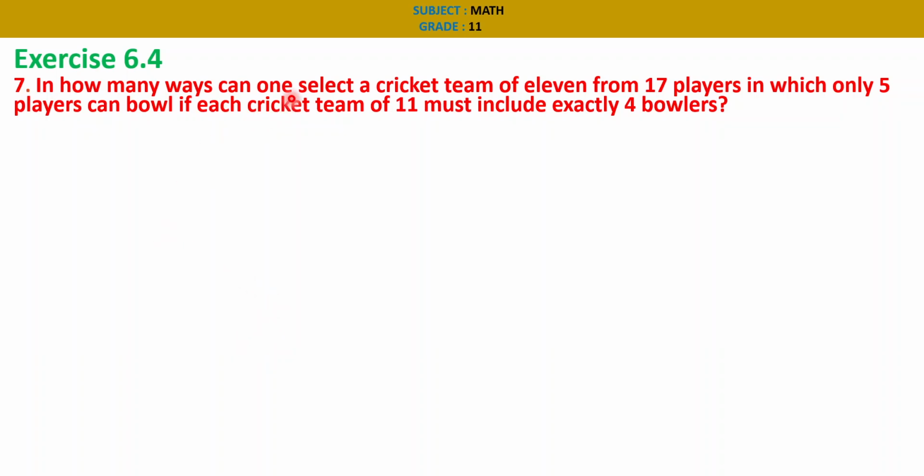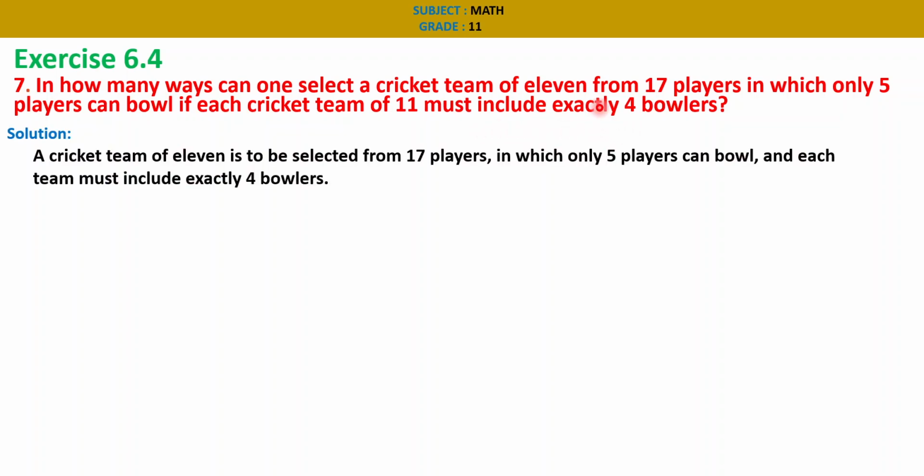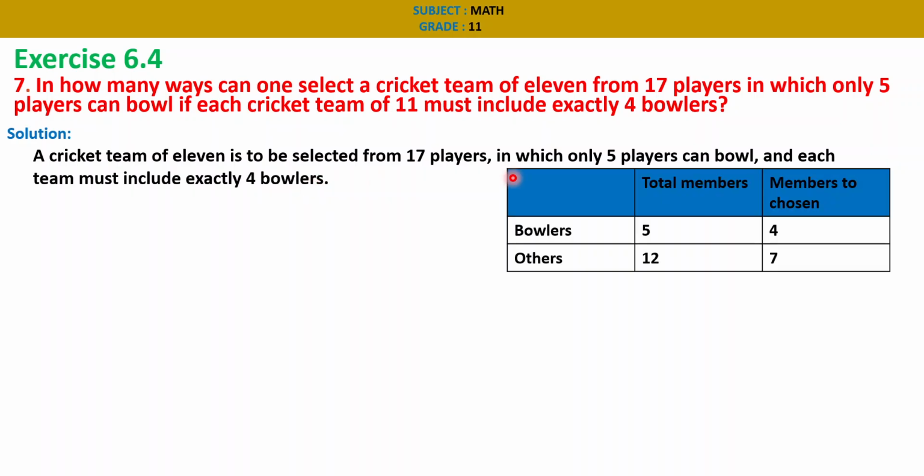In how many ways can one select a cricket team of 11 players from 17 players, in which only 5 players can bowl, if each cricket team of 11 must include exactly 4 bowlers? So here there are 17 players, but exactly 4 bowlers we need, and there are 5 players who can bowl. So the 5 players who can bowl, among them we need to select 4.